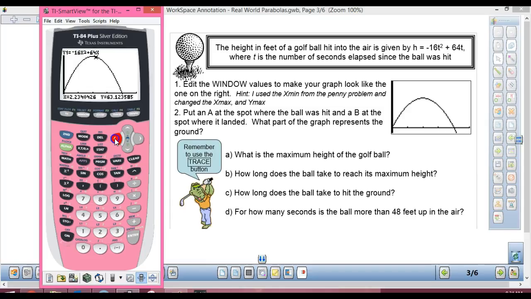Okay, and then is it above 48 as I keep doing this? Yep, it's still above 48, still above 48, still above 48. When does it drop below 48? At about, well, let's say at about 1 second. So from 1 second to the 3 second mark, it's above 48 feet. So how long does it stay above 48 feet? About 2 seconds. Yes, good job.